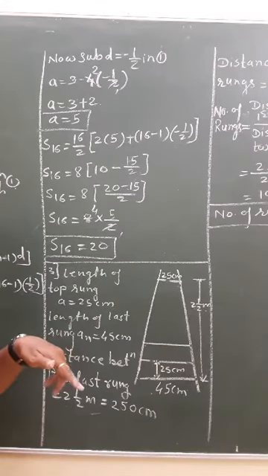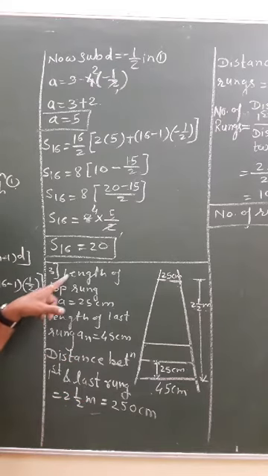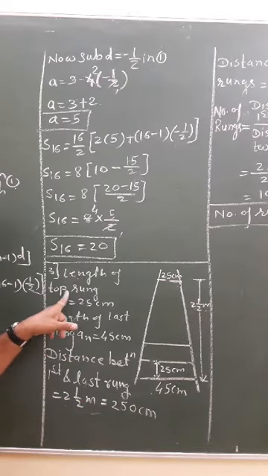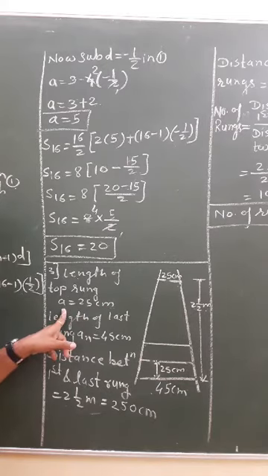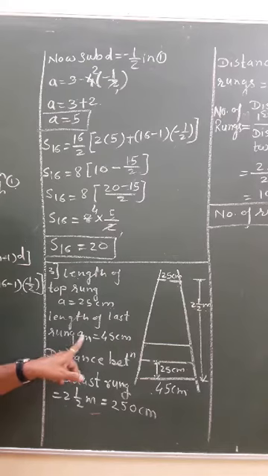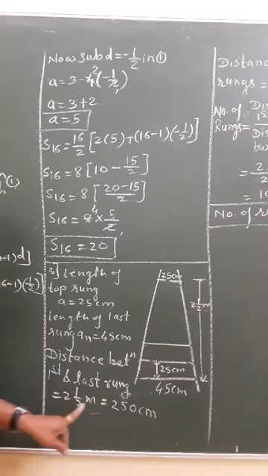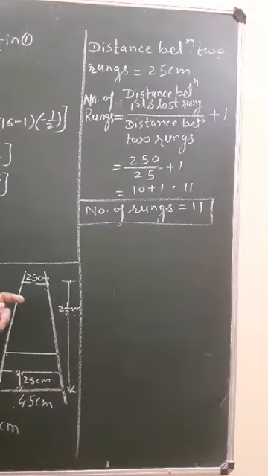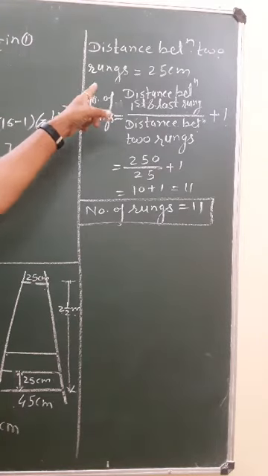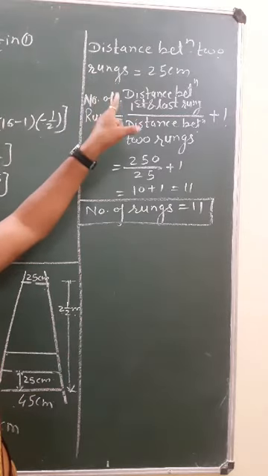So what is given is the length of the wood required for the rungs. First, the length of the top rung is 25 centimeter, which we are going to call a. The length of the last rung we are going to call an, which is equal to 45 centimeter. Distance between the first and the last rung is 2.5 meter, which is equal to 250 centimeter. Distance between two rungs is 25 centimeter.